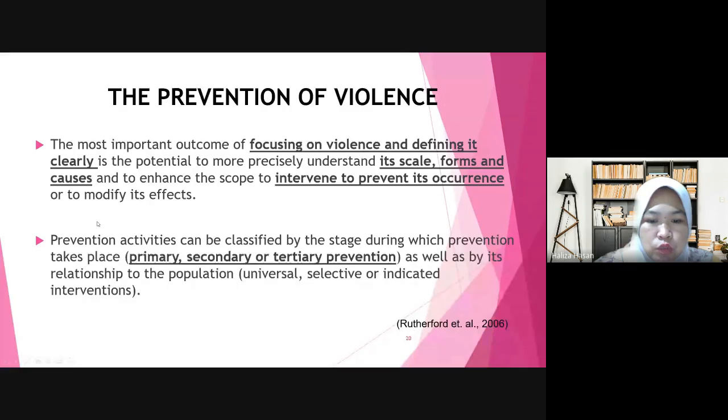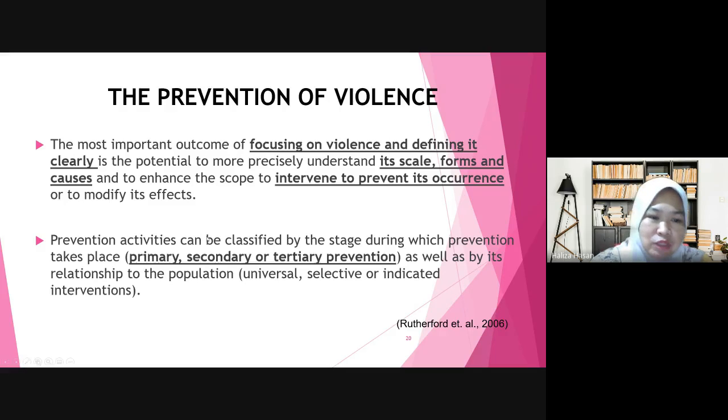Okay. So prevention of violence, we have to focus on the violence and define it clearly, meaning that we have to understand the root, the factors leading to the violence, who the victims are, who the abuser is. From that we can overcome these social problems.